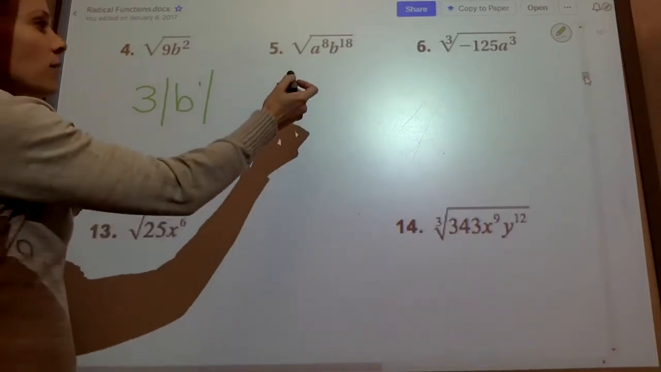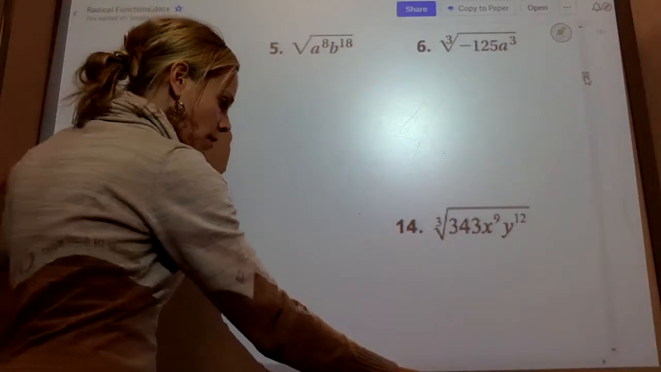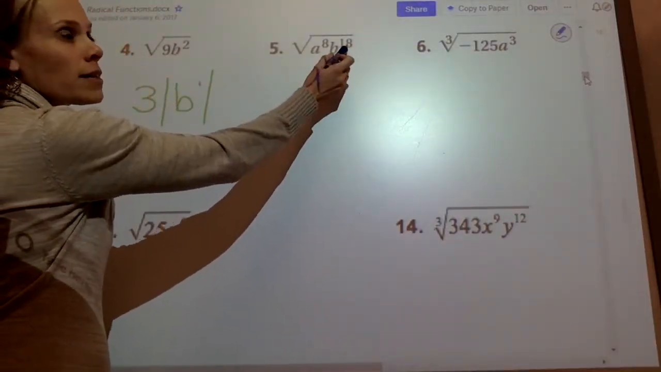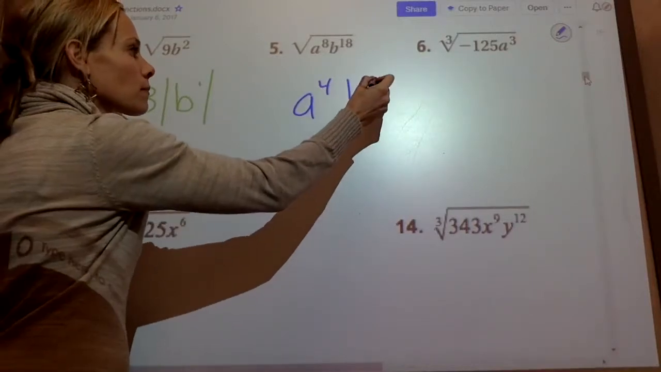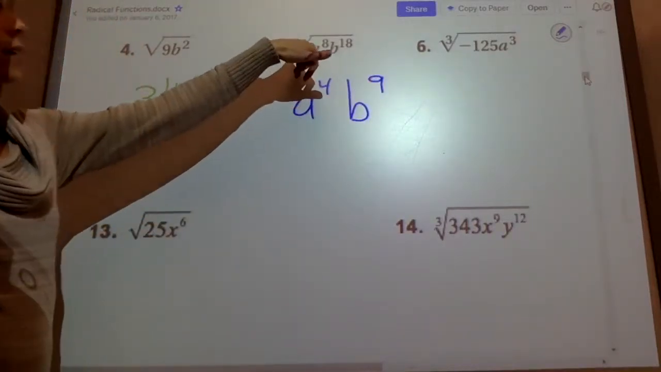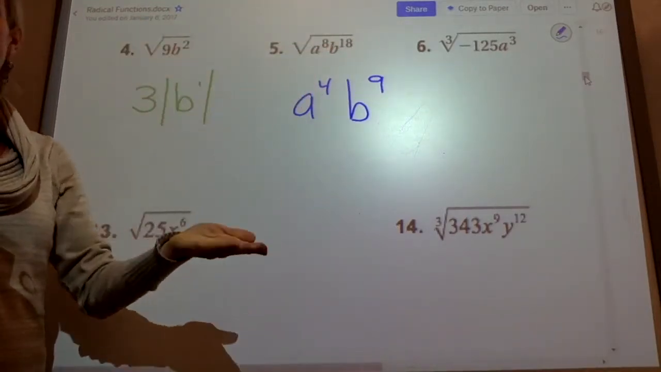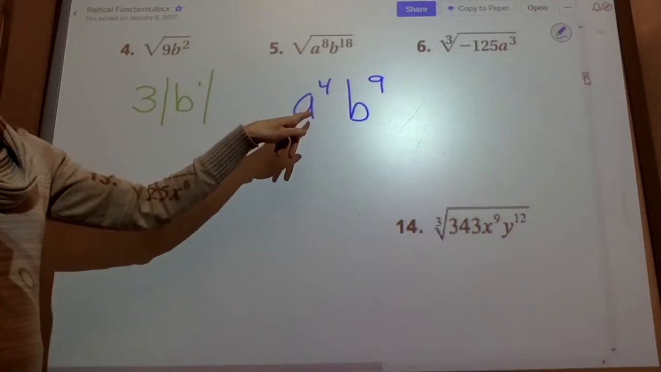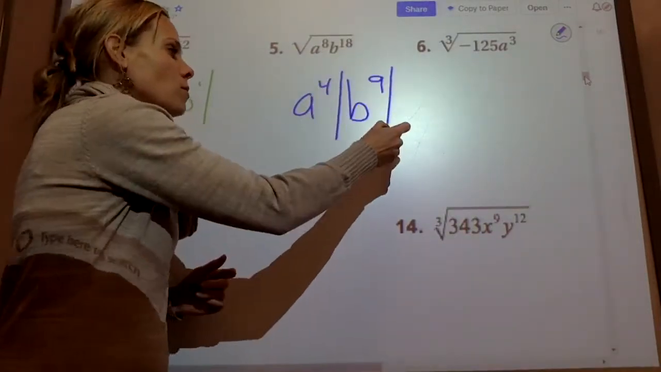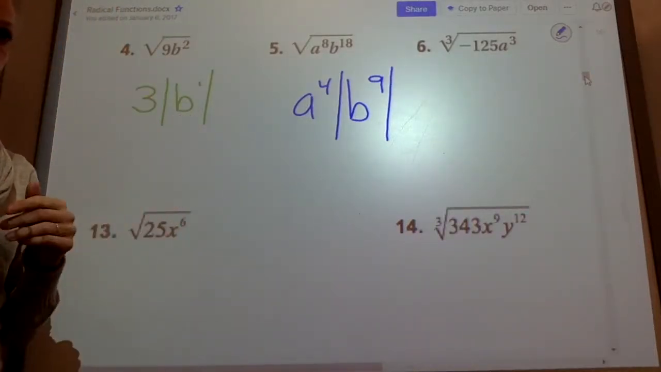Okay. Here's another square root. So how many groups of 2 go into 8? 4, so it's a to the 4th. How many groups of 2 go into 18? 9. Okay, so I have an even index. There's really a 2 there. Do I have a variable of an odd power? Yes, the a is fine. It's this b. So the b to the 9th is the only one that needs absolute values. Only the one with the odd power.